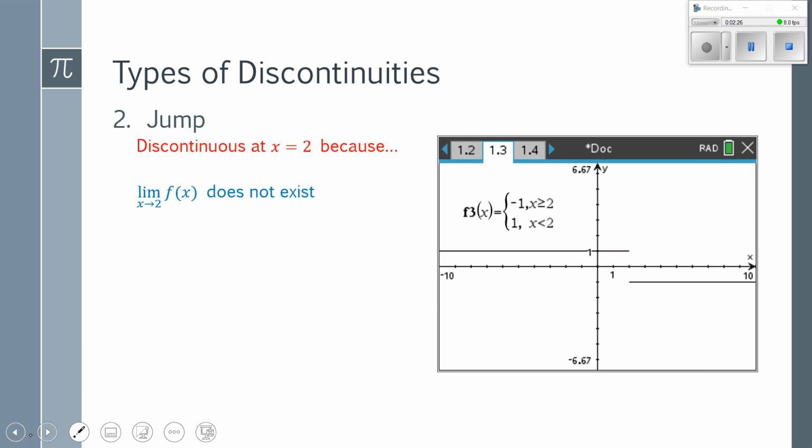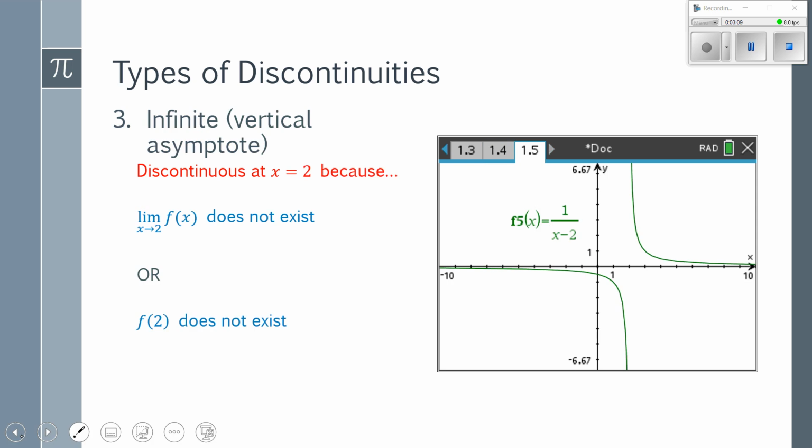Jumps are a very common discontinuity we see with piecewise functions. With a piecewise function, we always want to check for jumps because they're so common in piecewise. Here I can see that there's a discontinuity at 2. The reason that there's a discontinuity for a jump is because the two-sided limit doesn't exist, because the left-hand limit and the right-hand limit won't be equal. So the two-sided limit not existing, I can even go further and say it's because the left-hand and right-hand limits aren't the same.